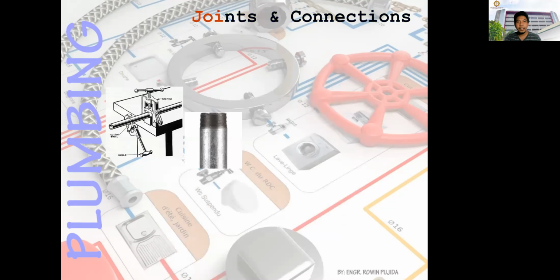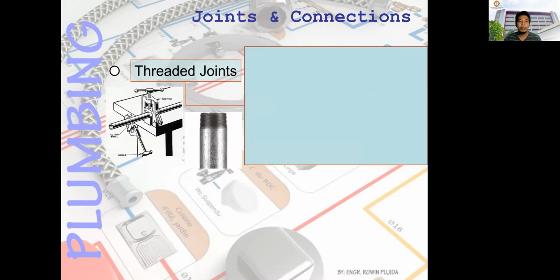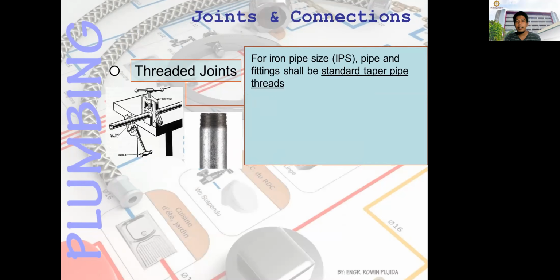Next, we have the threaded joints. So you have here the threaded pipe. This is normally used in galvanized iron pipes. For iron pipe size, pipes and fittings shall have standard taper pipe threads. And threads on plastic pipes shall be factory cut or molded. So there are plastic pipes that are already threaded when you buy them in the hardware or any other construction stores.